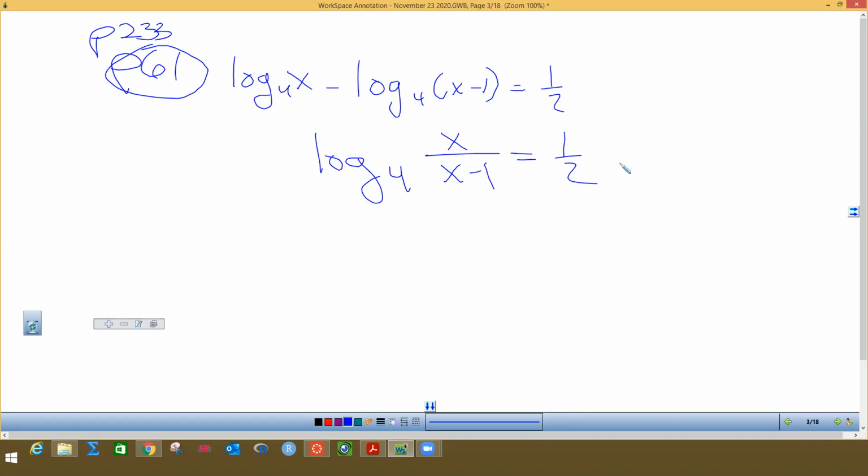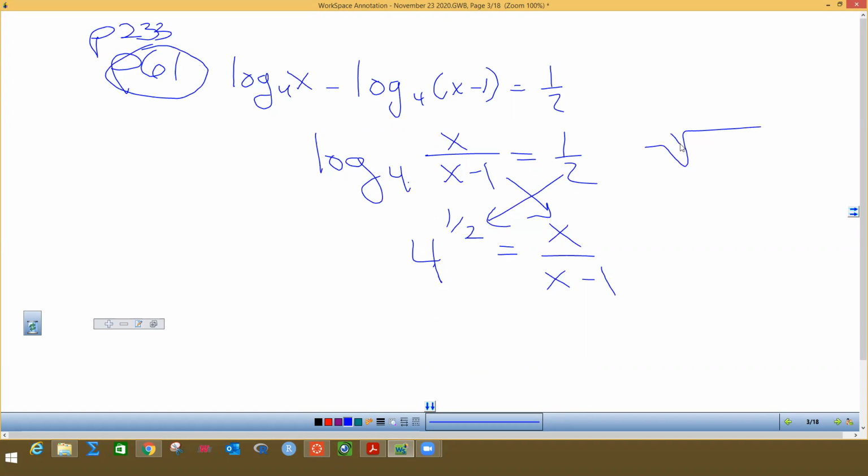Now, once you condense a log problem, you're going to change it to an exponential problem by doing base stays base, the other two play switcheroo. So this 4 is the base, so we get 4 to the 1/2 power is going to equal x over x minus 1. Again, base stays base, the other two play switcheroo. They switch sides.